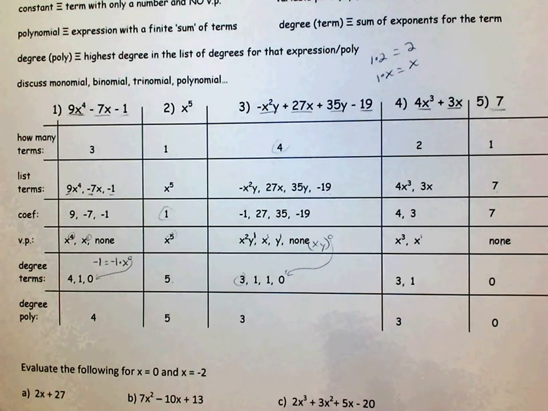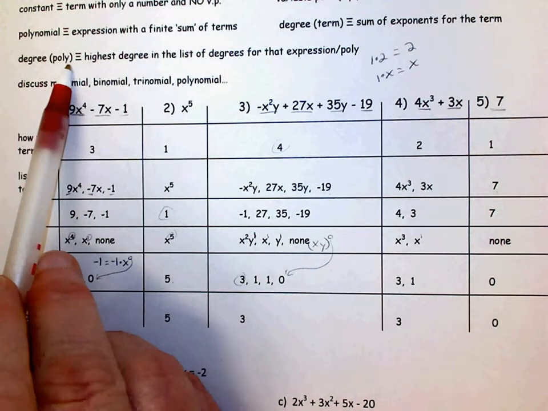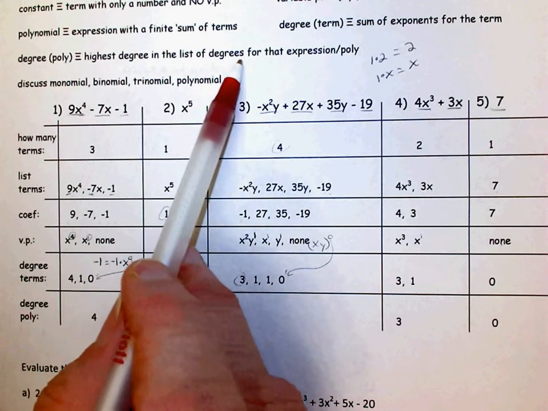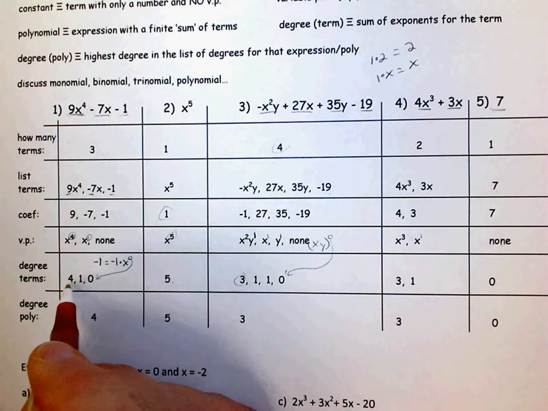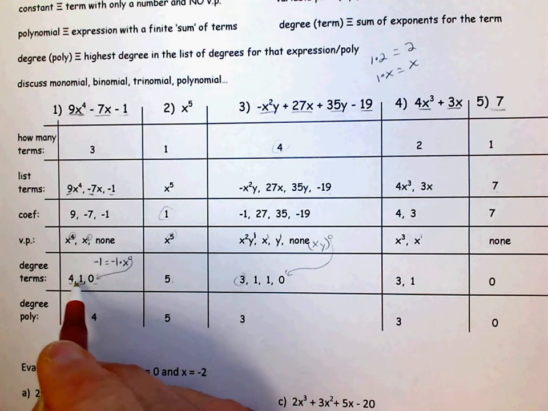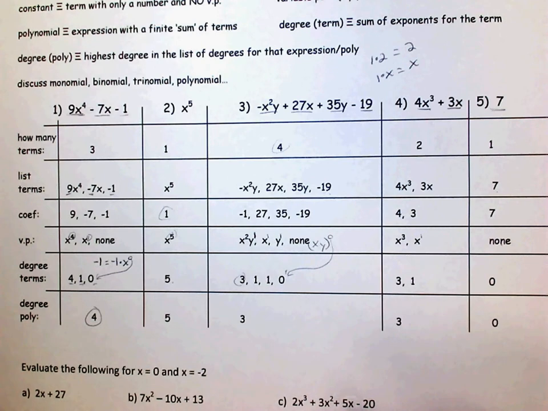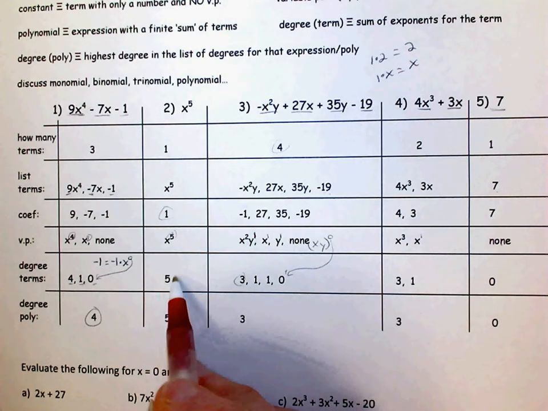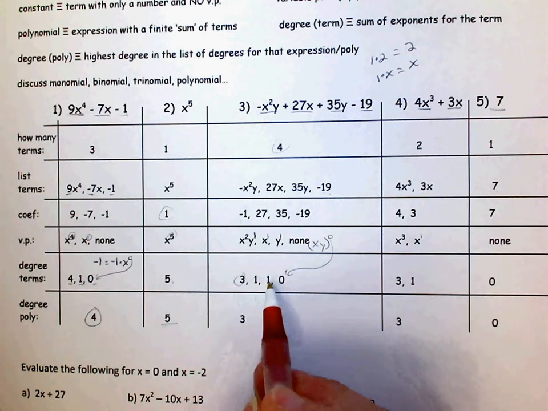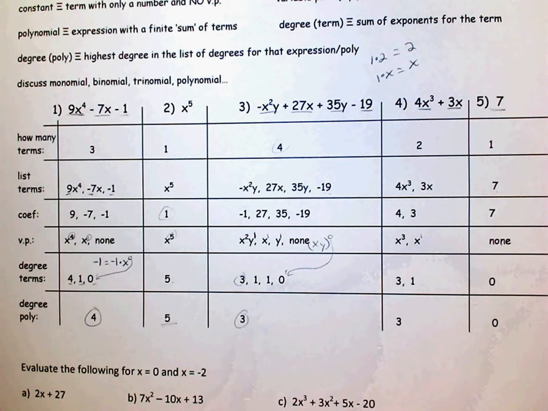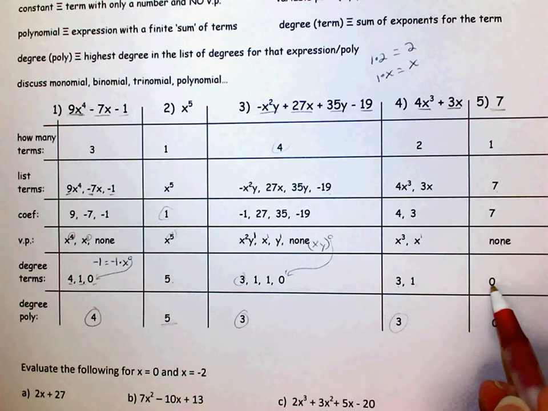Now in my list, remember, the degree of a polynomial is the highest degree in the list of degrees for that expression, or that polynomial. In my list, 4, 1, and 0, 4 is my highest, so the degree of this one is 4. Well, there's only 1 in the list, so that's it. So a 3, a 1, and a 0 gives us 3. A 3 and a 1 is 3, and a 0 gives us 0.